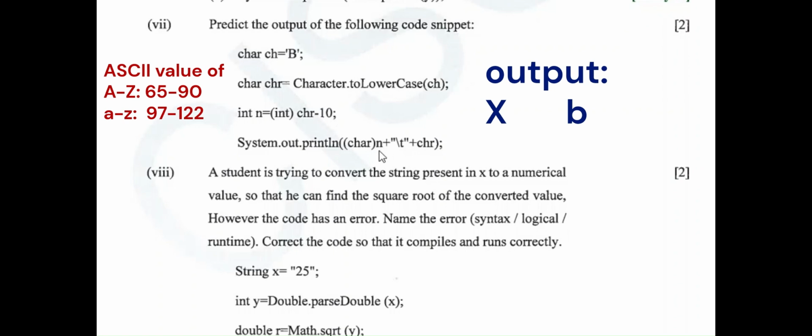Backward slash t means space, 8 space. Then this is your chr, means small b. So this is your capital X, space, small b.